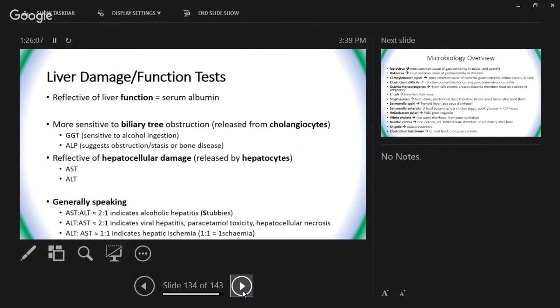And then you've got the ones reflective of hepatocyte damage, ALT and AST, which are released by hepatocytes. So in general, you look at the ratio. If it's a hepatocellular cause or damage, if AST is higher than ALT, S is higher than the L, S is for stubbies, so like alcoholic hepatitis. If the L is higher than the S, it's more like viral hepatitis, paracetamol, etc. And then if it's one to one, ischemia. And the one can replace the I in ischemia. That's how I remember it.